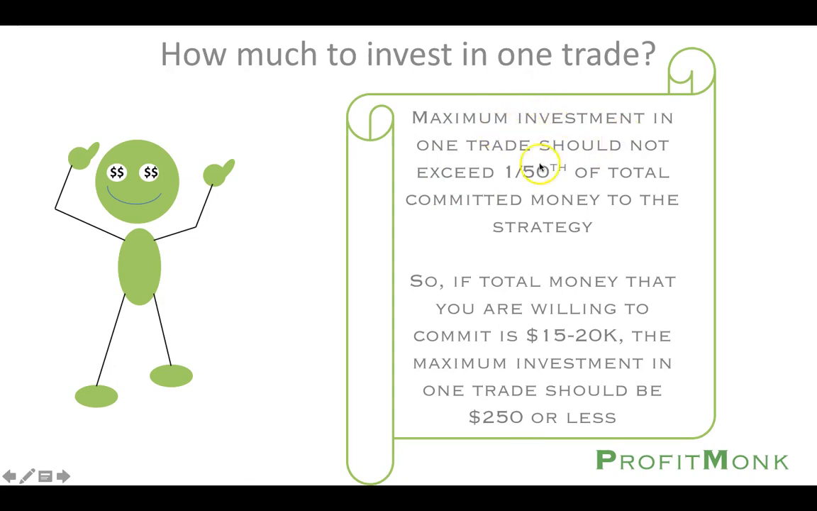The maximum investment in one trade should ideally not exceed 1/40th to 1/50th of your total committed money. So if your total money you are willing to commit is 15-20,000, the maximum investment on one trade should be $250 or less. That's why I suggest TurboPax, because with this kind of profile you can still make hopefully some reasonable amount of money if the market works in your favor.